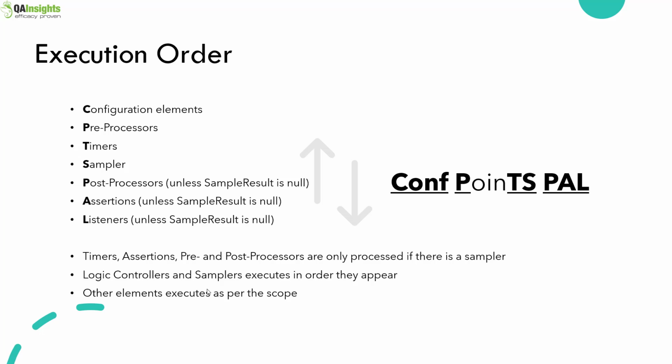To remember this execution order, I have created a simple mnemonic. I know it's very silly, but it will be very helpful for your interview purpose. If you remember "conf points pal", you'll be able to figure out the execution order. So conf stands for config elements, points, the first P stands for preprocessors, then TS stands for timers and samplers respectively, and PAL stands for post processors, assertions and listeners.